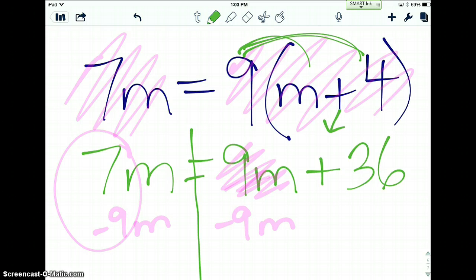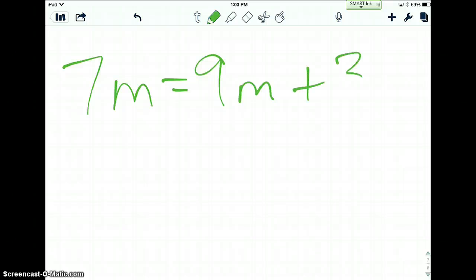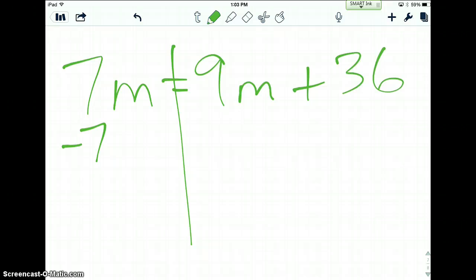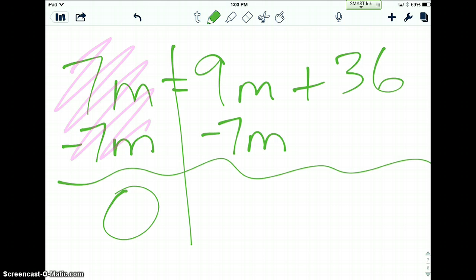So I'm going to erase what I did, and I'm going to have 7m equals 9m plus 36. And I'm going to bring this 7m over. So to bring it over, I'm going to subtract 7m. And simplify both sides. Now don't freak out, because here, if I have 7m's and I take away 7m's, what am I going to have? No m's, meaning I have nothing over here. I have 0.